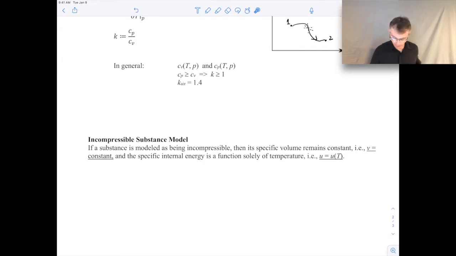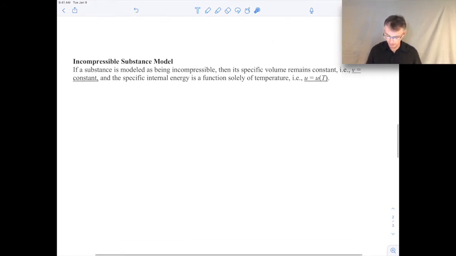Okay, so the next thing that we're going to talk about is the incompressible substance model. So far, we've talked about how to find properties using property tables. That's the most accurate way to find property values. There can be tables for all kinds of different substances. We focused primarily on water so far. Now, sometimes it's inconvenient to use those tables, especially if you're doing hand analyses and things like that. So we often create models for how materials behave.